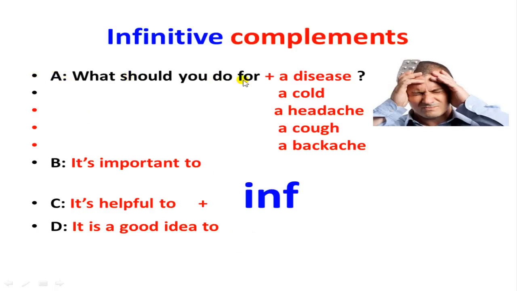A: What should you do for, plus a disease. What should you do for a cold? What should you do for a headache? Headache, pains in the head. He has a headache. What should you do for a cough? Cough, this is cough. What should you do for a backache? Backache, pains in the back. B: It's important to, it's helpful to, it's a good idea to, plus infinitive, main verb.